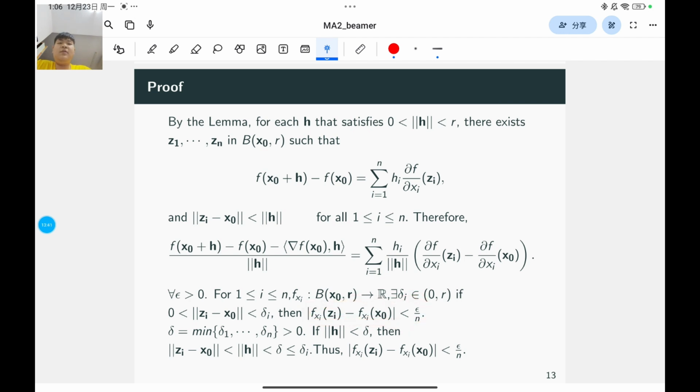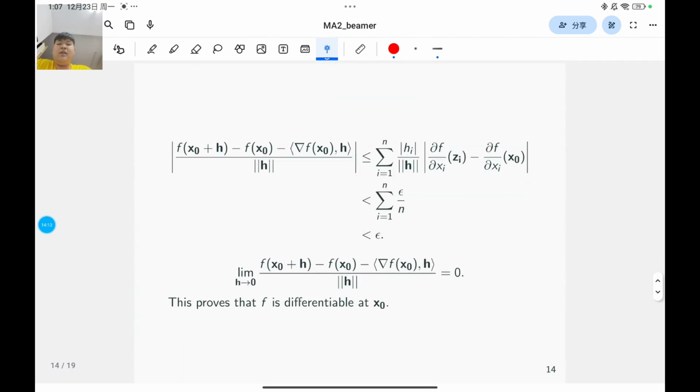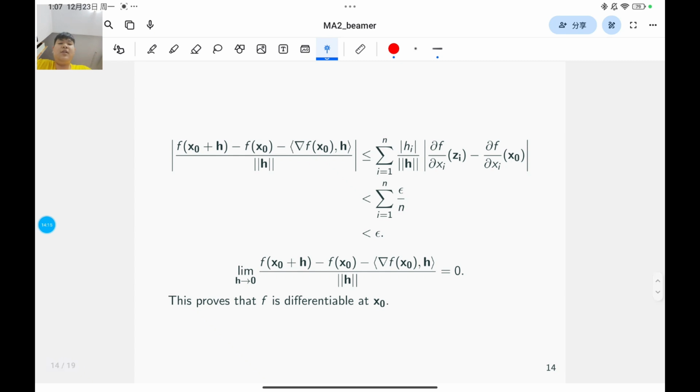Next, we take delta to be the minimum of all delta i, and it is obviously greater than 0. If the length of h is less than delta, then the absolute value of these partial derivative differences is less than epsilon over n. This implies that this absolute value is less than or equal to the summation of the absolute value of the right hand side. Then we know hi over the length of h must be less than 1.